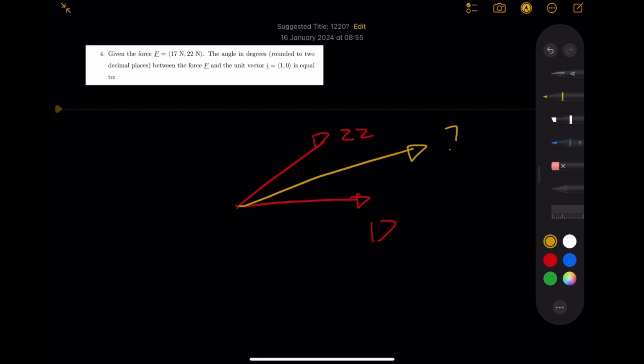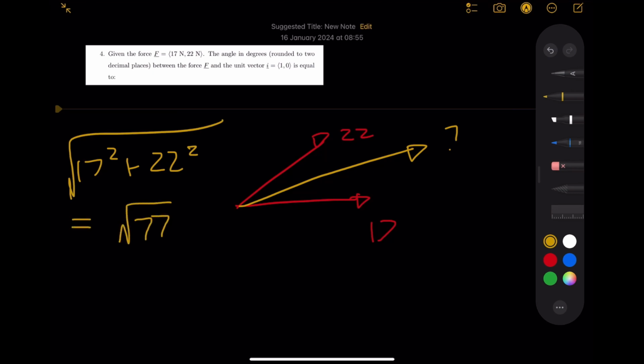First of all, to calculate this resultant force is pretty straightforward. We're going to take 17 squared plus 22 squared, all in their square roots, and it's going to end up with 773, right? So that's what your actual force of your F is equal to.